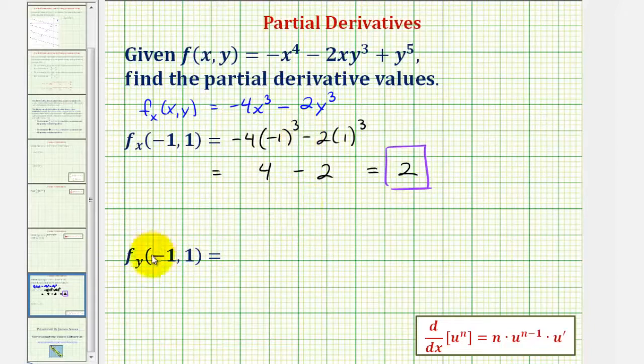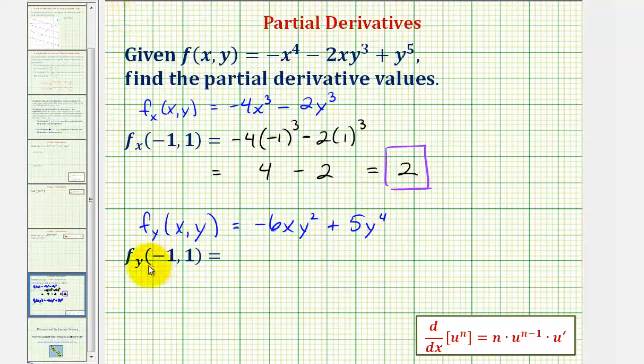Now for the second example, we'll begin by finding the partial derivative with respect to y. So we're treating x as a constant and differentiating with respect to y. And therefore the derivative of negative x to the fourth would be 0, since we're treating x as a constant. And then we'd have minus the derivative of 2x y to the third with respect to y. Because the derivative of y to the third would be 3y squared, we'd have negative 2x times 3y squared, that'd be negative 6xy squared, plus the derivative of y to the fifth with respect to y, that would be 5y to the fourth.